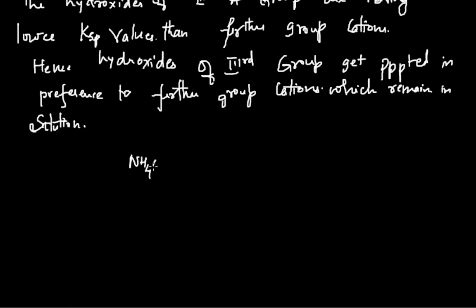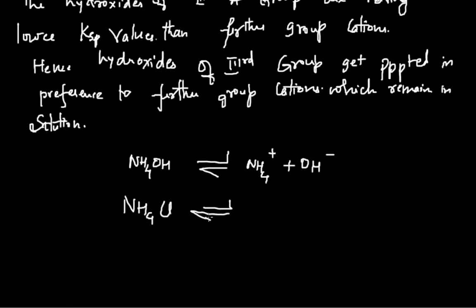So, ammonium hydroxide. And when you do it in presence of ammonium chloride, so this is your common ion. Okay, so this was your group 3A.